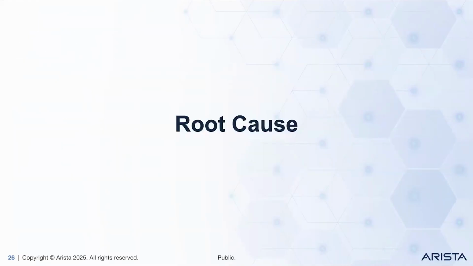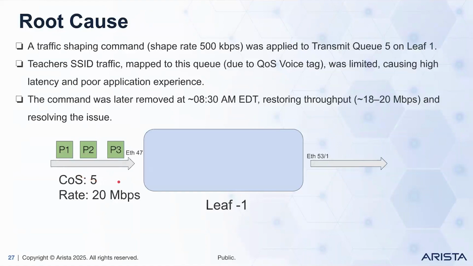So let's finally break down the root cause of what happened here. The teacher's SSID with a cost tag of 5, the traffic from that was ingressing on Ethernet 47 on Leaf1 device with an ingress rate of 20 Mbps. And this cost tag was mapped to a traffic class 5, which was mapped to transmit Q5, which had this shape rate 500 command added.